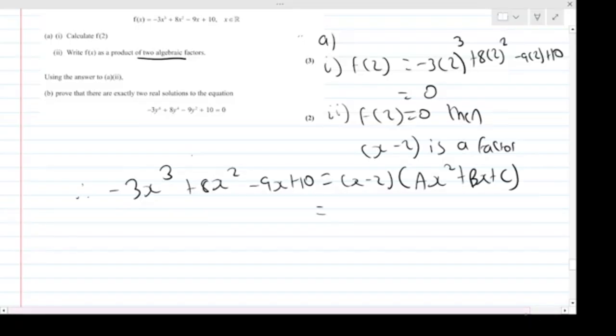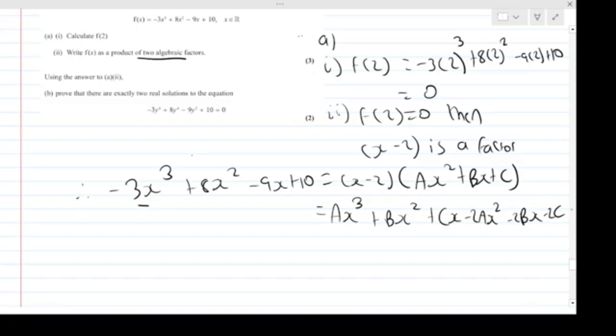So if we expand it, we get ax cubed plus bx squared add cx, and then minus 2ax squared minus 2bx minus 2c. Okay, once we got to this point, both sides have to be equal. So if you compare each term of x, firstly minus 3x cubed, the x cubed parts have to equal, so we have ax cubed here. Therefore, to make them equal, a has to be minus 3.